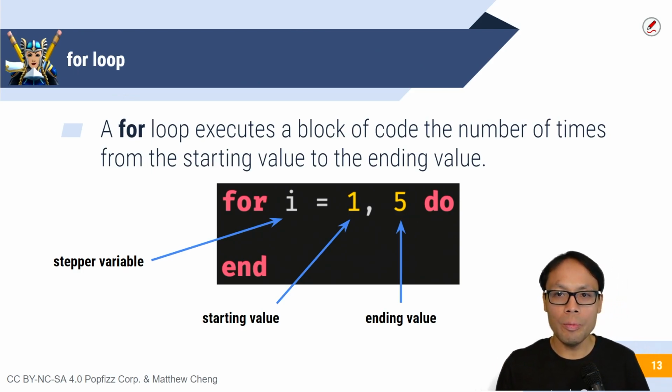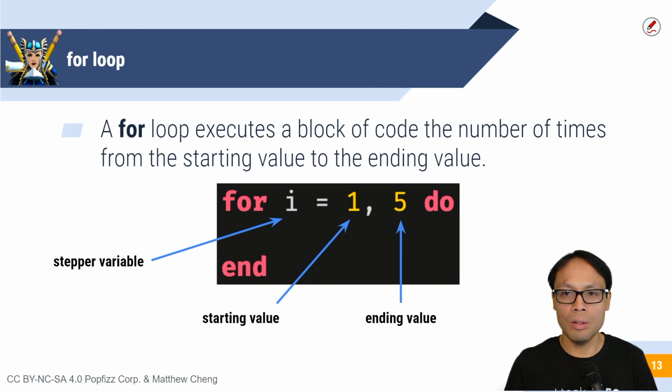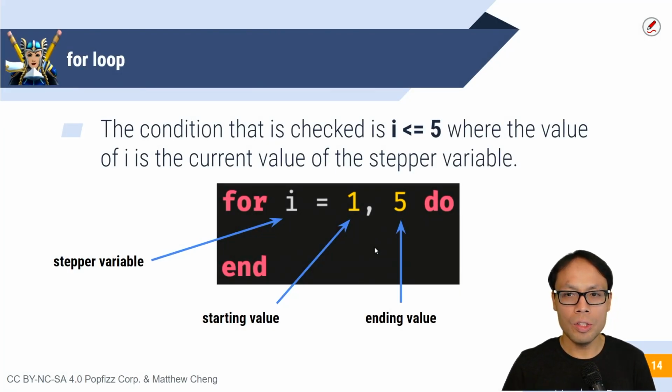A for loop executes a block of code the number of times from the starting value to the ending value. First off, we have the stepper variable, and we have the name for it. I chose i here. Equal 1 is the starting value, comma, and then 5 is the ending value. Now the condition that's checked, if you recall from while loops and repeat until loops, is i less than or equal to 5, where i is the current value of the stepper variable.